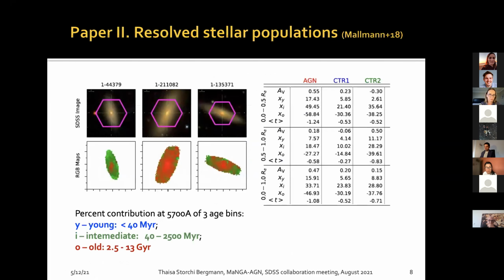Okay, so moving on to paper 2, we looked at resolved stellar populations using the Starlight code from Cid Fernandes. And so we ended up binning the age contribution in 3 bins: the young, younger than 40 mega years, intermediate between 40 and 2,500 mega years, and then the old.